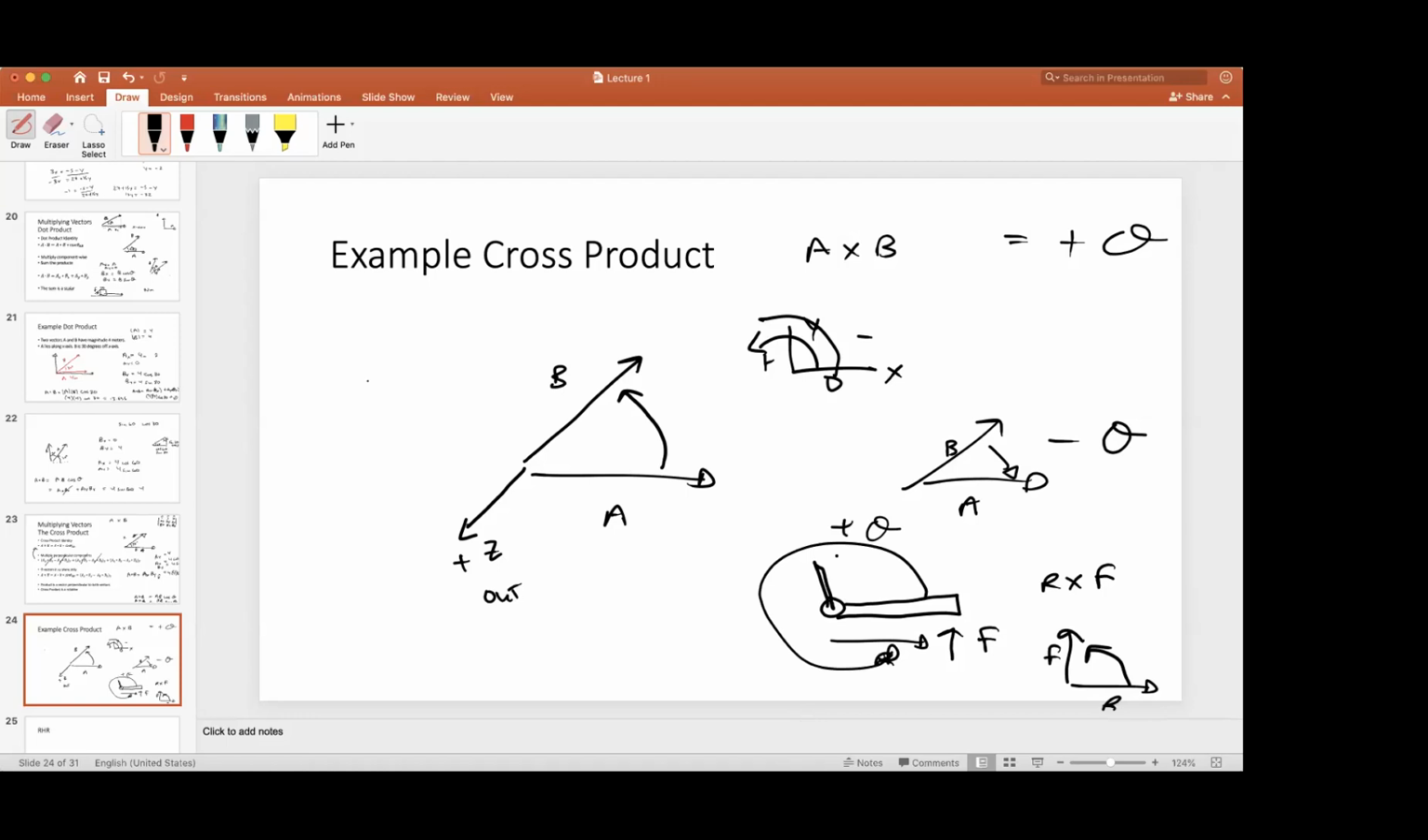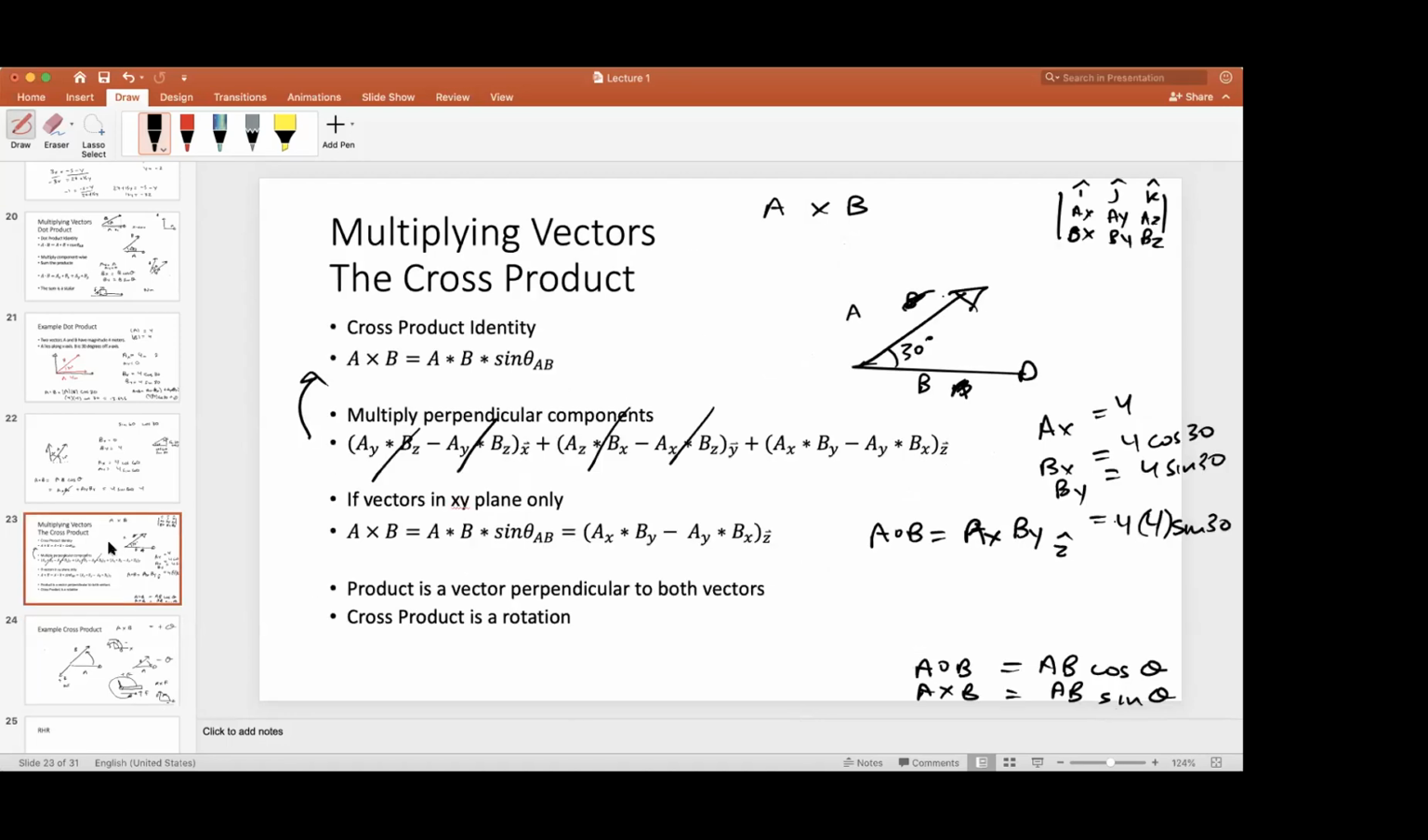All of that is going to be gone over laboriously again when we get to torque. I just wanted to introduce it here. For now, what I want you to know is that the cross product is given by this identity, and if you need it, you can break it into these components. The last thing to remember is the cross product is a rotation, and it's a vector perpendicular to both of the other vectors.